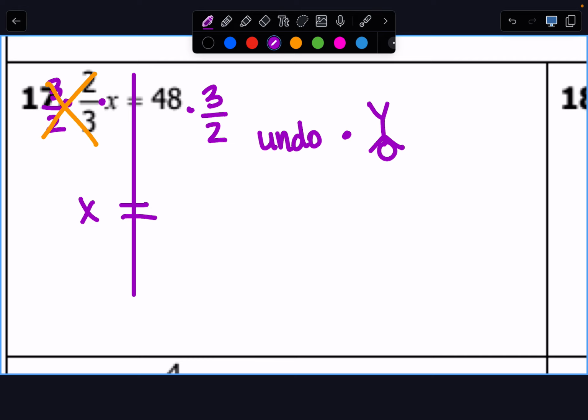Now, this 48 is like 48/1. Anytime we're working with fractions and one of our numbers is not a fraction, we know we can put its denominator as 1. Okay, so what do we do? We need to multiply 48 times 3.